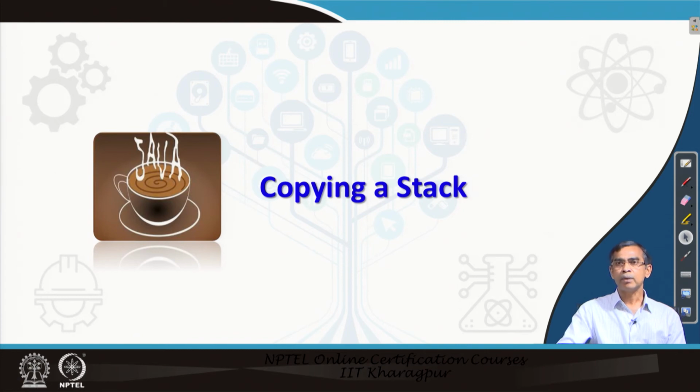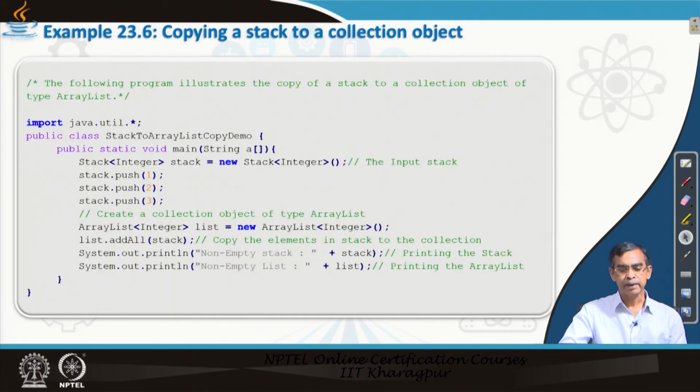Now opposite operations can also be there. In the last example we learned how a collection can be added into a stack. The opposite operation is how a stack can be copied into a collection. So let us see an example for this. Here is an example that you can follow. This example does a stack to ArrayList copy. That means given a stack, we want to copy all the elements present in the stack to a collection. The collection is ArrayList.